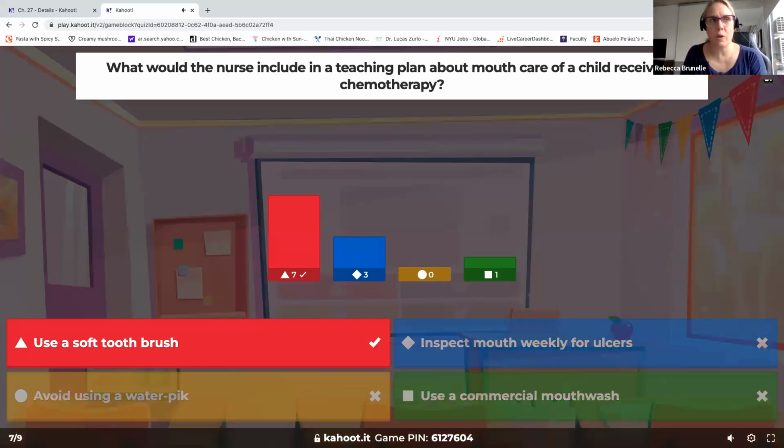All right, good. So I think you guys know when you're on chemotherapy, you're at risk for mouth ulcers. So the soft toothbrush is a good thing. You're going to expect it a lot more often than weekly. You usually have a prescription mouthwash, and a water pick is good. It helps clean their teeth.